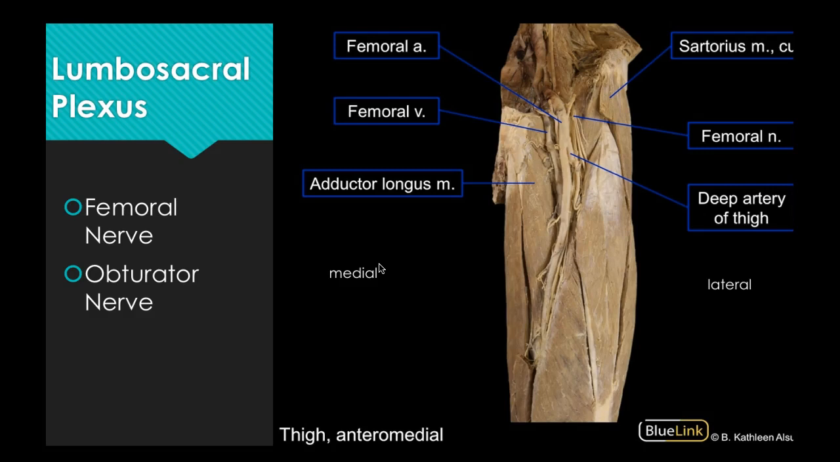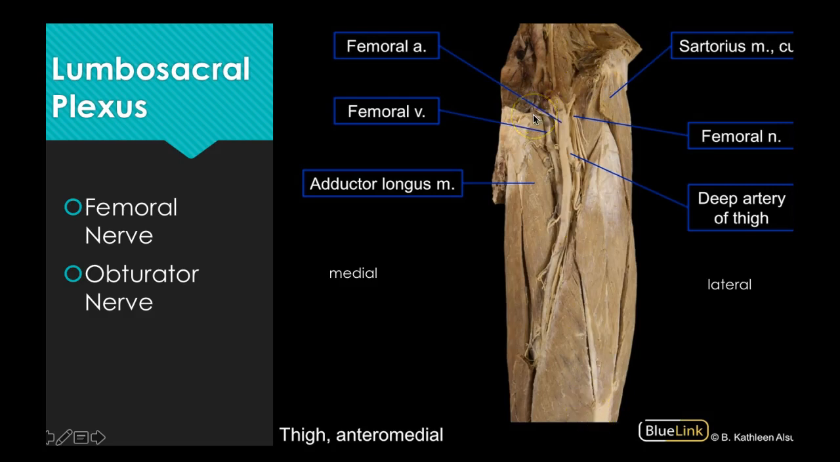Next, let's talk about the lumbosacral plexus. Within the lumbar plexus, we have two main nerves that we have to know, and that is the femoral nerve and the obturator nerve. Pictured here is our femoral triangle. To refresh your memory, the femoral triangle is made up of three borders. This is your medial side, lateral side, and of course this is superior and inferior.